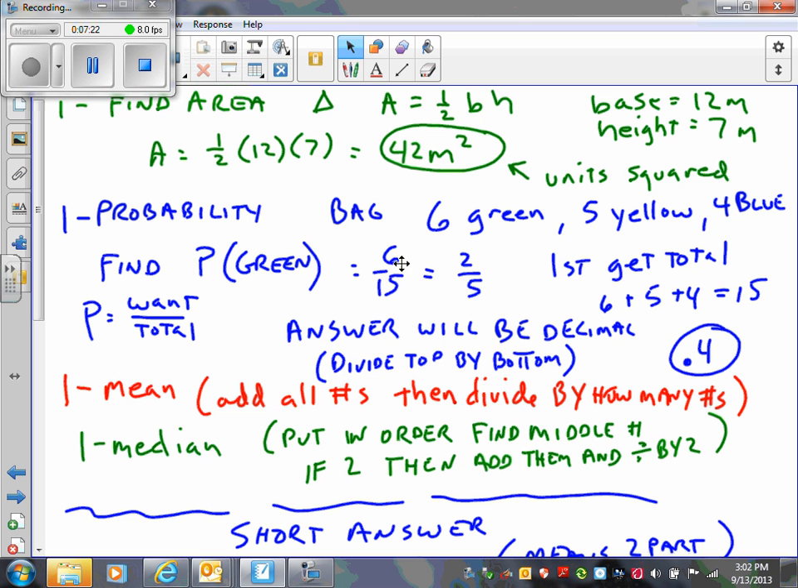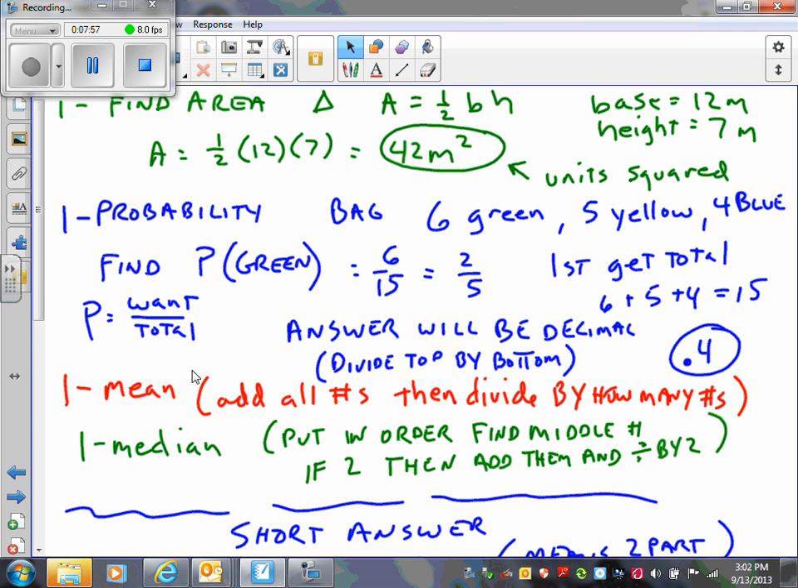You have one probability problem. You got a bag of 6 green, 5 yellow, 4 blue. You want to find the probability of getting a green. Well, probability is what you want over the total. So the first thing we got to do is get the total. 6 plus 5 plus 4 is 15. 6 over 15, because we had 6 green, is 2 over 5. 0.4. A lot of times we give probability as a fraction, but it can also be given as a decimal. And on this particular problem, your answers will be in decimal.